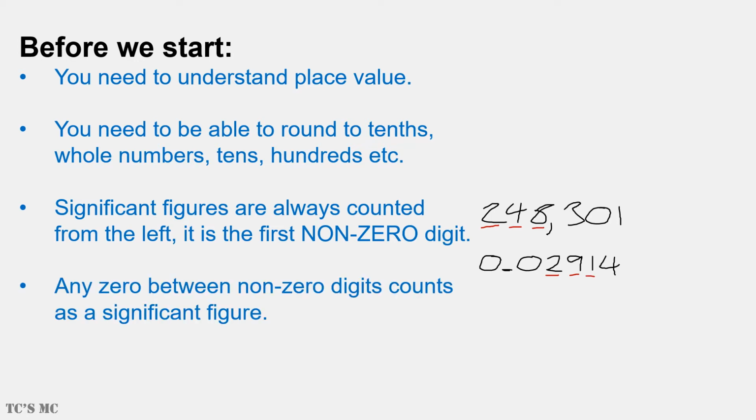If you have a 0 that's between non-zero digits, that counts as a significant figure. For example, in 3057.8, the first significant figure is 3 because it's the first non-zero digit from the left. The second significant figure is 0. The third significant figure is 5, and so on. The 0 is between the 3 and the 5, so it is significant.